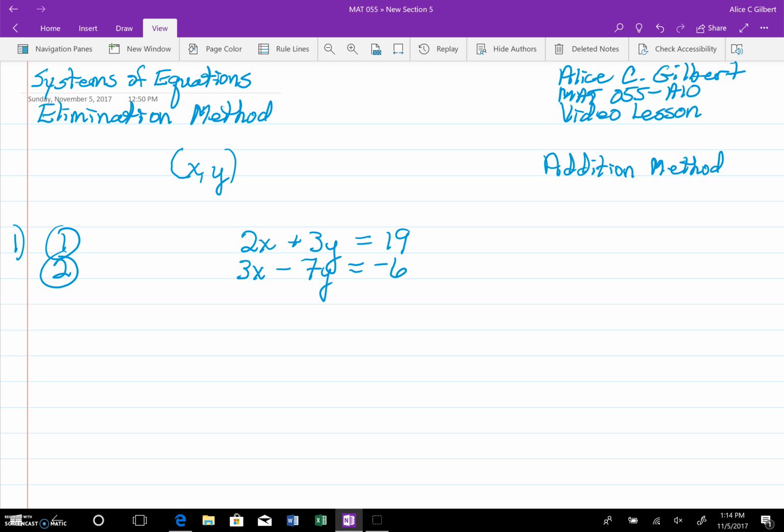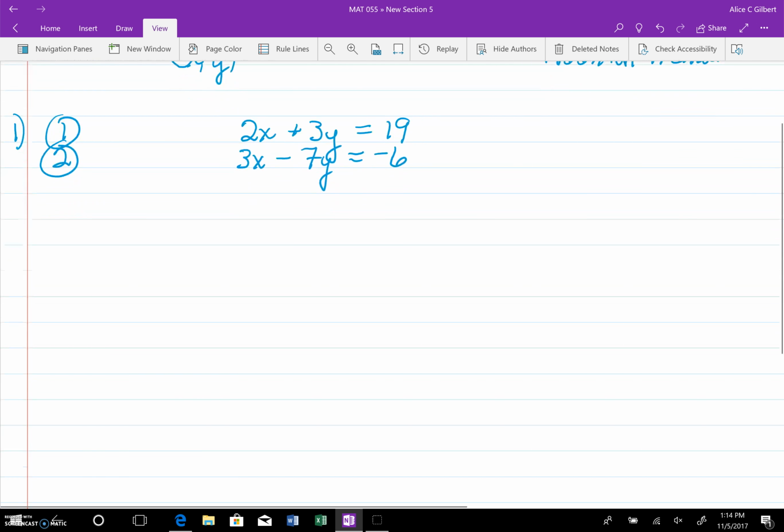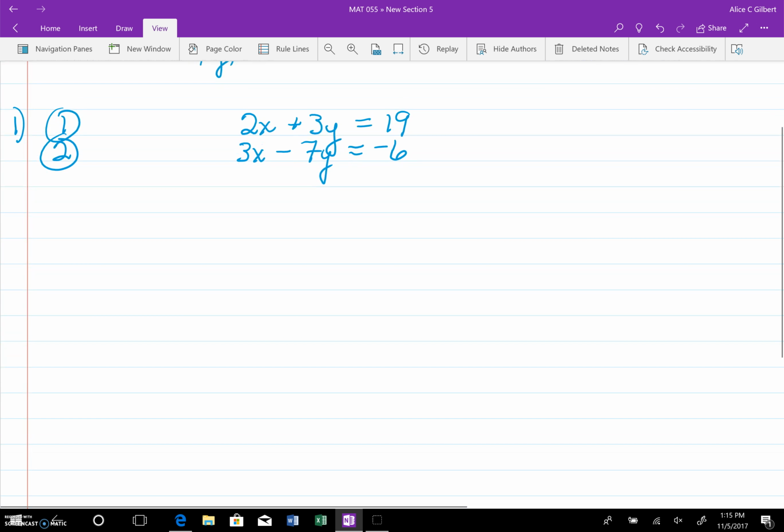Okay, so here's how the elimination method works. I look at my x's and my y's and I decide which do I want to get rid of, x or y. Here's the things I look at. First, I look at where are my signs opposite, because in order to get rid of these, the coefficients in front of the x or the y, whichever one we're going to get rid of, have to be exactly the same. And my signs have to be opposite.